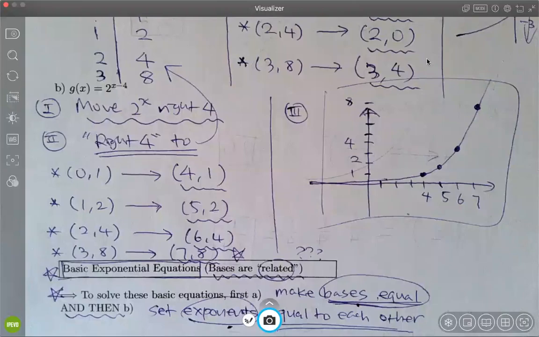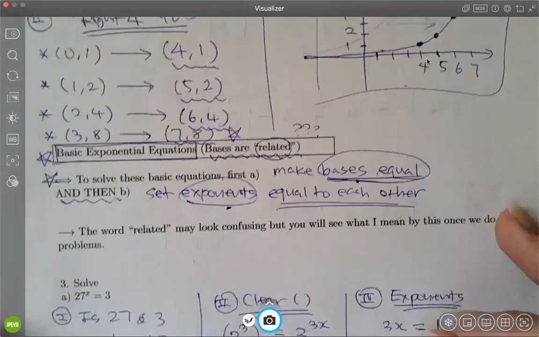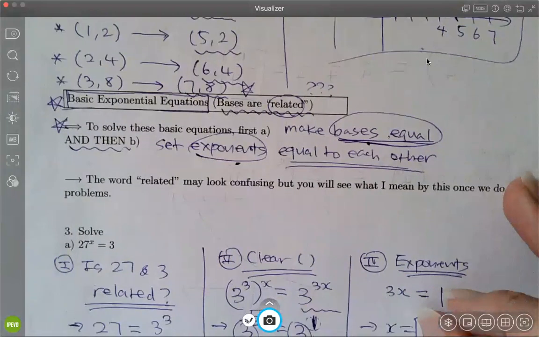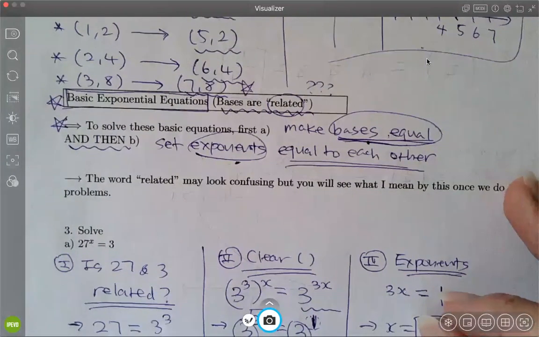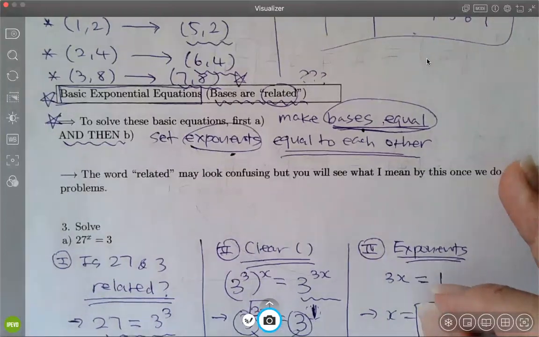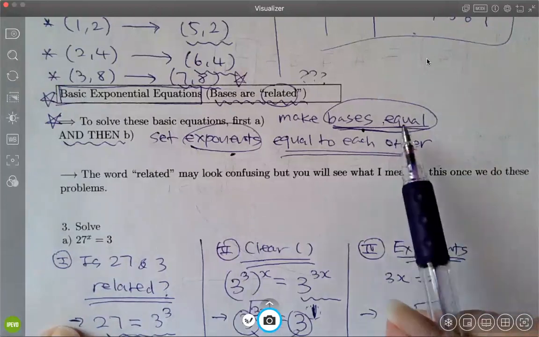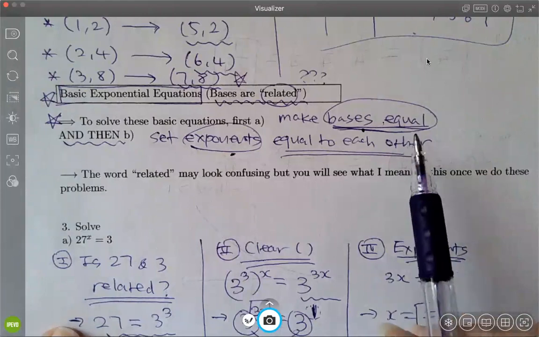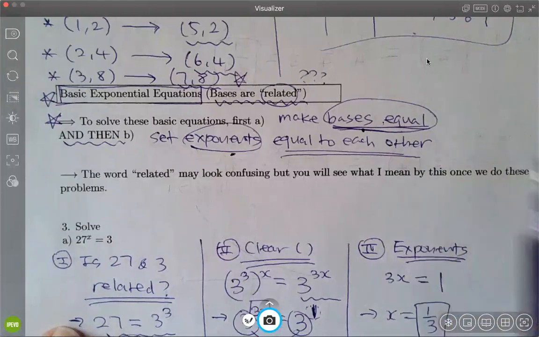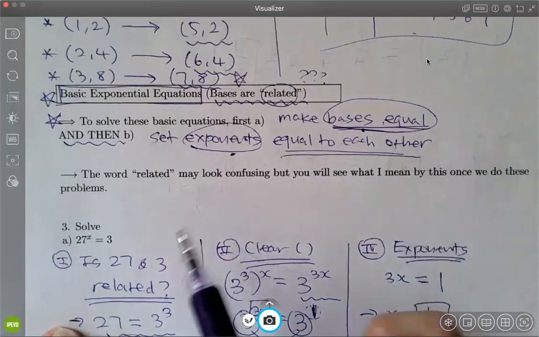Okay, so yesterday, where we left off was, we are trying to solve basic exponential equations, which means the bases are related, okay? As you can see, in most cases, related bases will mean equal bases, but you will see that's not always the case on some problems. Once you set bases to be the same, you can then set exponents to be the same as well.